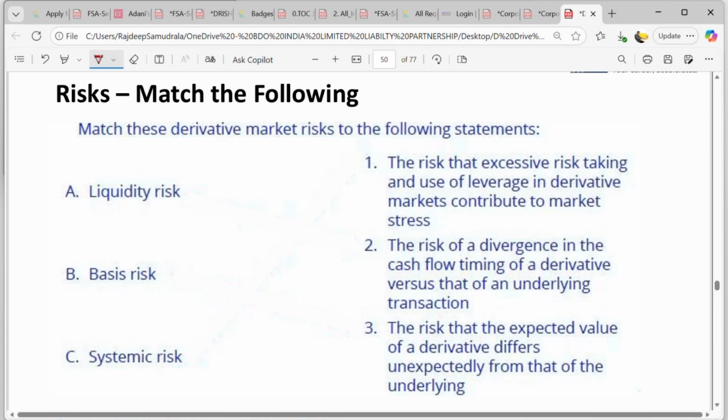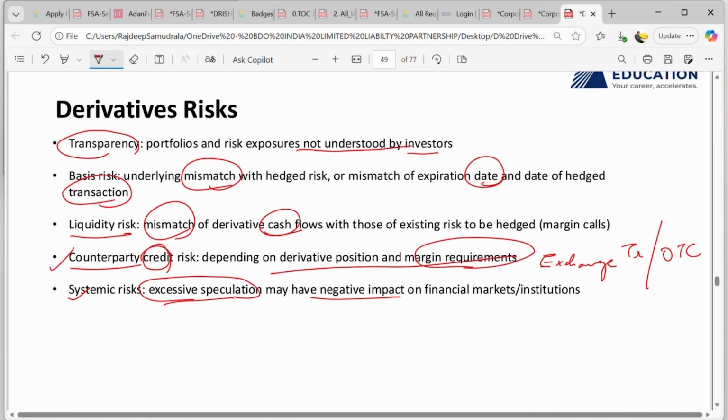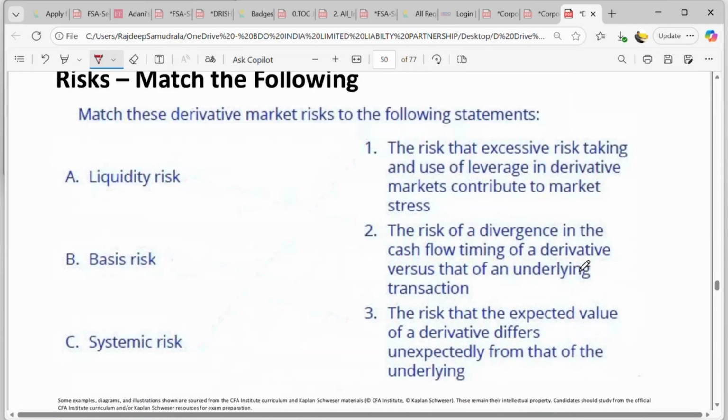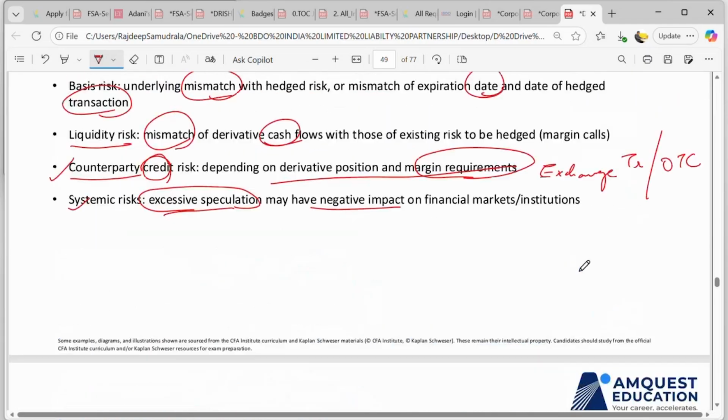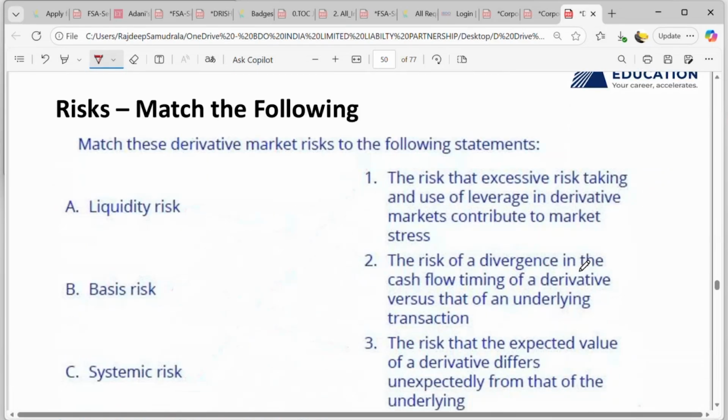Risk that excessive risk taking and leverage contribute to market stress. There's a lot of risk taking, sometimes use of leverage also. Go back to what you already did. Excessive speculation, negative impact, right? That's systemic risk. We see the word leverage here, not directly, right? Basis was mismatch between various underlyings, right? And we had liquidity risk, fairly simple. We talked about mismatching the cash flows with those of the existing risk.